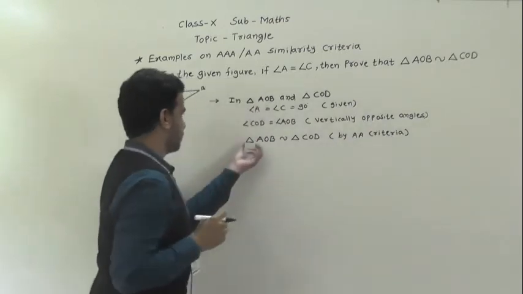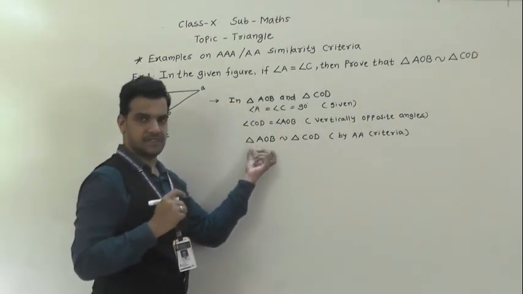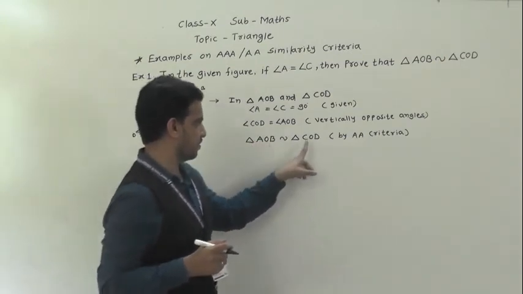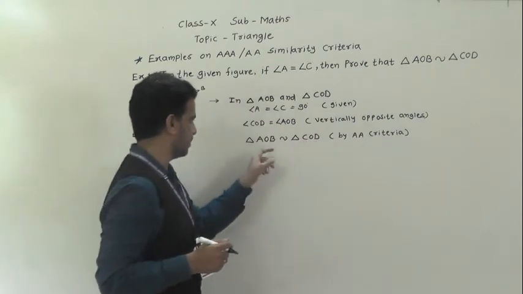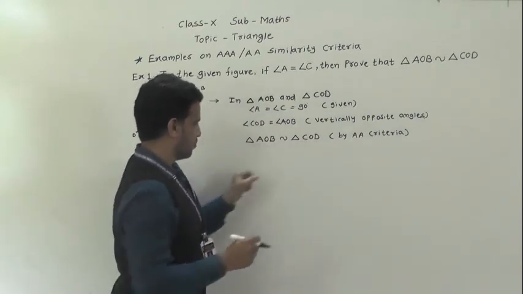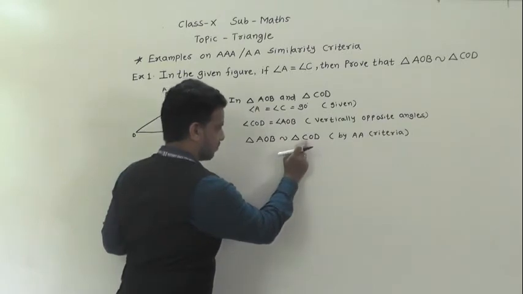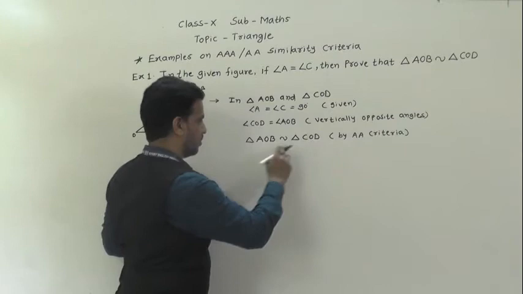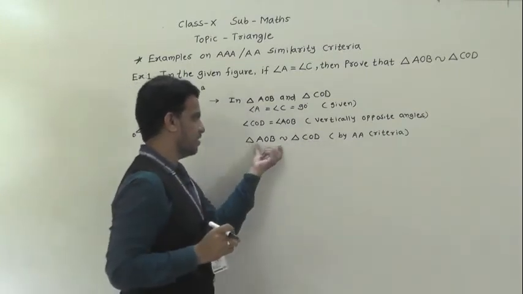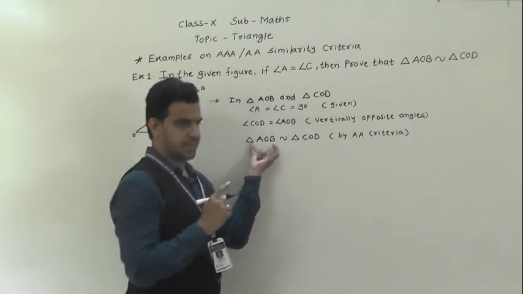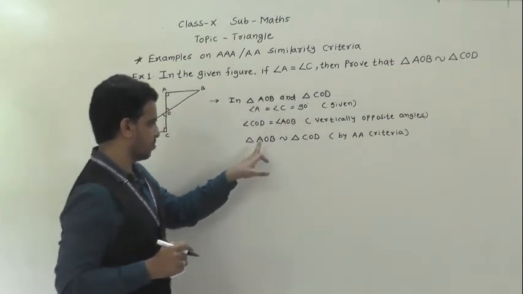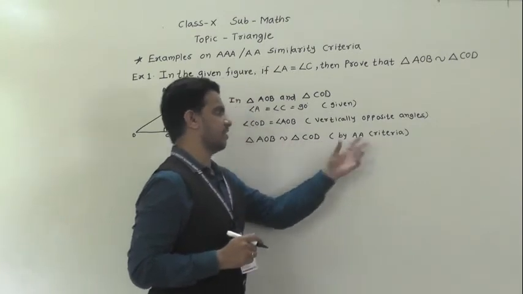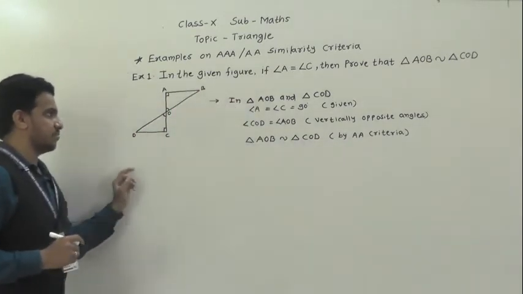Okay, so when we write triangle similarity, the order is important. If angle AOB is there, then COD, the corresponding angles are equal. Here angle A is equal to angle C, so we have to write first A, then first C, then O, the corresponding angle equal to this O, and then B and D. So when we write the names of triangles, the order of angles is important. So here triangle AOB is similar to triangle COD by AA criteria. Okay, now we will see the next example.